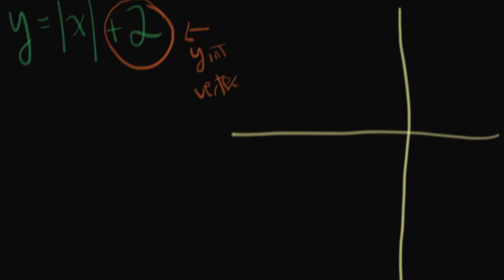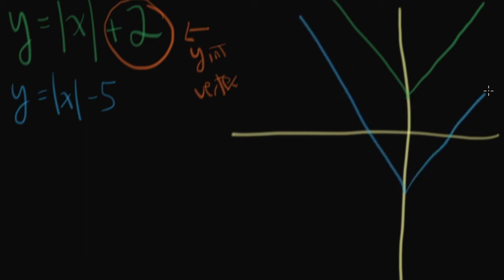So this would look something like this. It would still open up, regular old v, but now it starts there. Whereas if I said y equals the absolute of x minus, I don't know, 5, it would start down here and still open up. Okay? And what if we said a number was inside here? So this is always interesting. So plus 2, just like that.